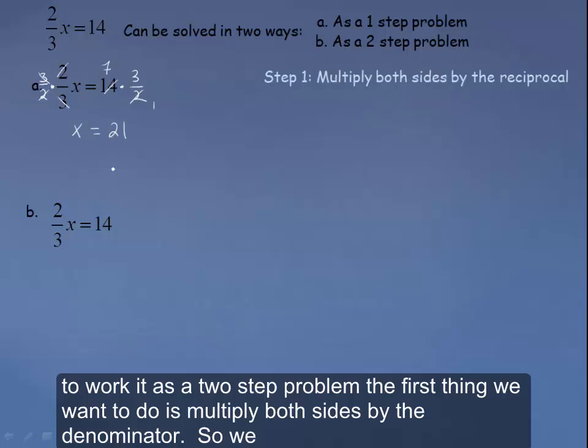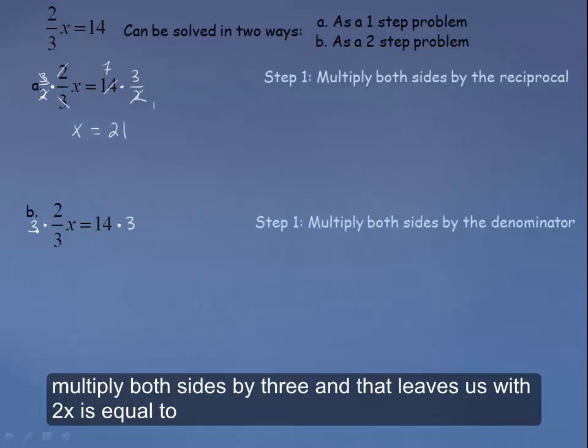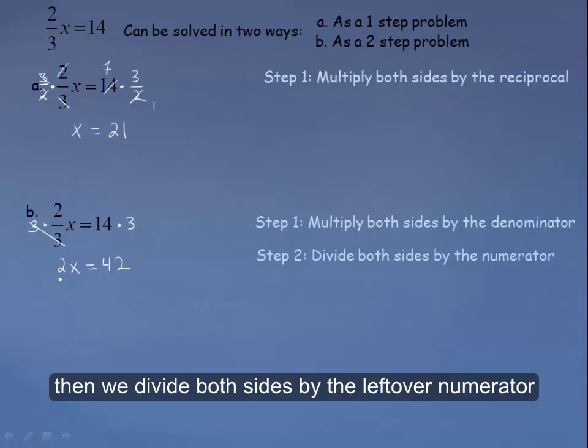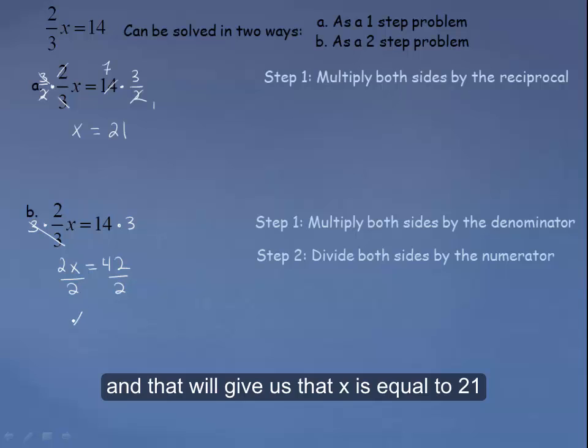To work it as a two-step problem, the first thing we want to do is multiply both sides by the denominator. So we multiply both sides by 3. And that leaves us with 2x is equal to 42. Then we divide both sides by the leftover numerator. And that will give us that x is equal to 21.